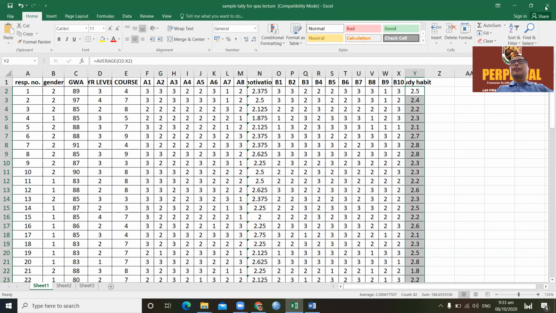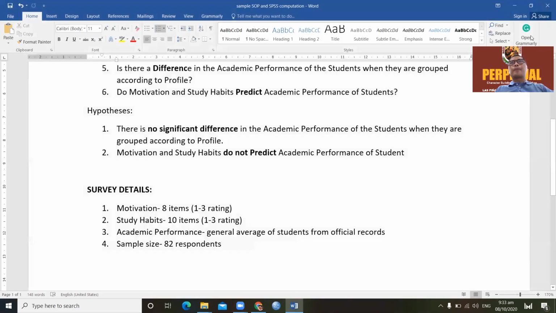Now that you already have your tally sheet, all you need to do is save this one, and then try to close. Now, since you already have a tally sheet, all you need to do is compute using your SPSS.